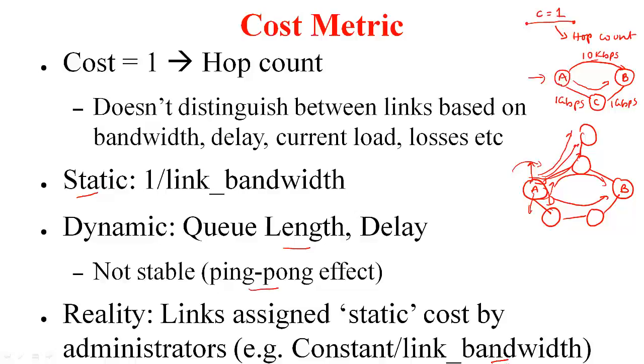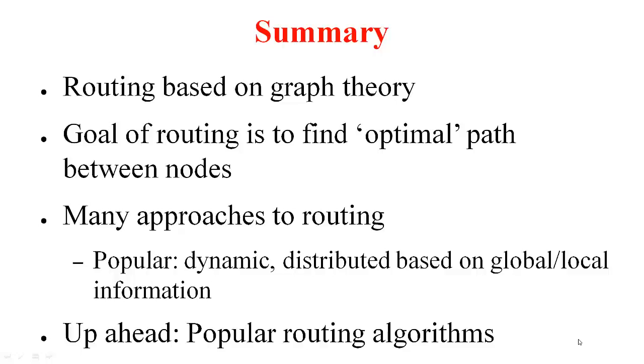So here is a summary of what we have seen. Routing is based on graph theory, and the goal of routing is to find optimal path between the nodes. When it comes to implementation, there are quite a few approaches to routing: static versus dynamic, distributed versus centralized, and so on and so forth. But the popular techniques that are employed are dynamic distributed based on either global or local information. Now that we have a good understanding of what is involved in routing, up ahead we will look at some popular routing algorithms.